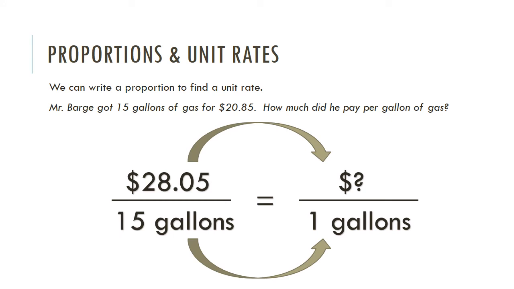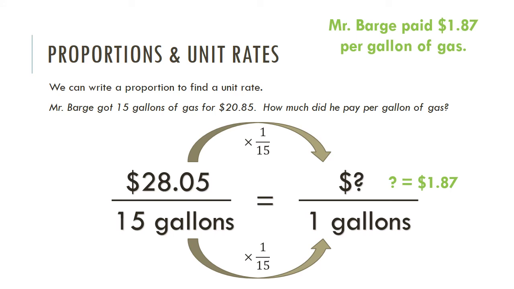Find our scale factor. So in this case, we're going to take 1 divided by 15. We're going to get 1/15th. As a decimal, that is 0.06 with the 6 repeated. So we don't want to use that. We want to use the fraction because that's most helpful to us. So I'm going to take $28.05 and multiply it by my scale factor of 1/15, which comes up to an answer of $1.87. So a sentence to describe my answer would be that Mr. Barge paid $1.87 per gallon of gas.